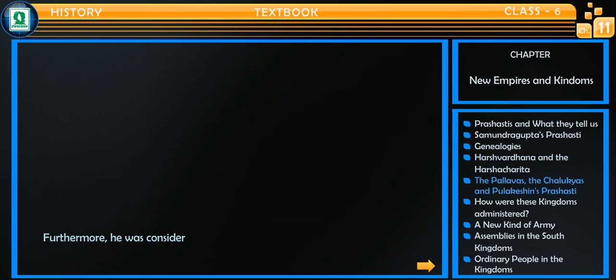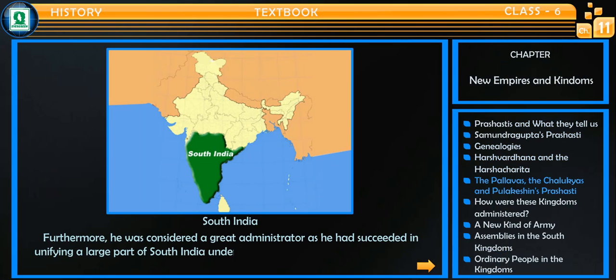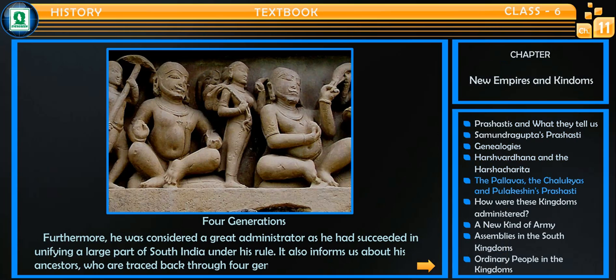Furthermore, he was considered a great administrator as he had succeeded in unifying large parts of South India under his rule. It also informs us about his ancestors, who are traced back through 4 generations from father to son.